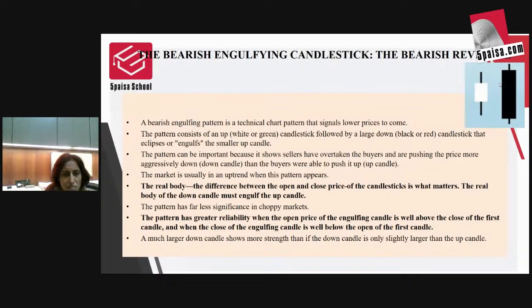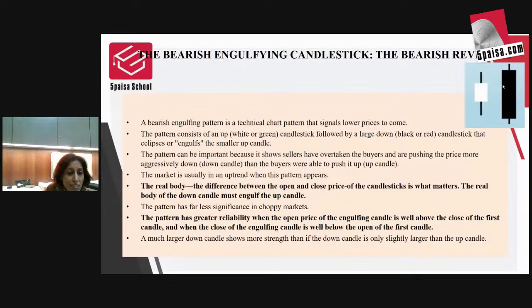Now the pattern has far less significance in a choppy market, which means the market is going up, down, up and down, up and down. In that case, this kind of bearish engulfing candlestick hardly signifies anything, because the markets are choppy. So you really don't know what the mood or sentiment of the market is.